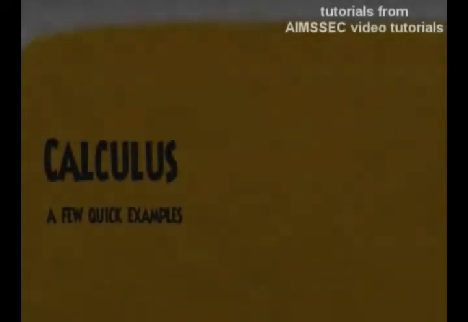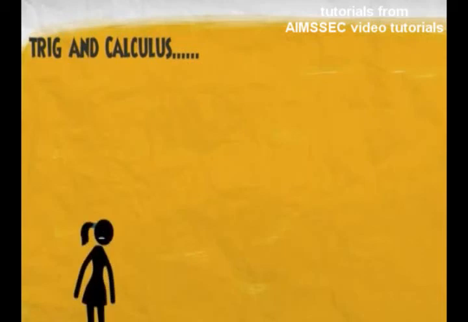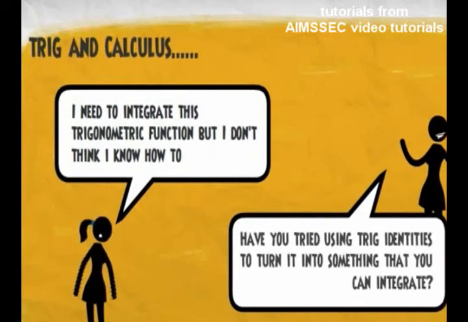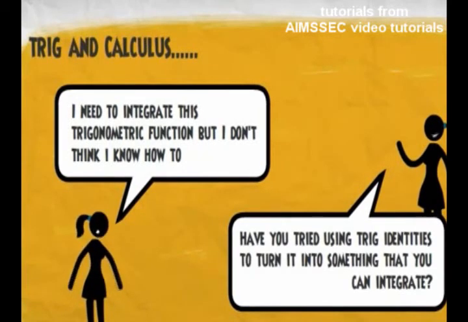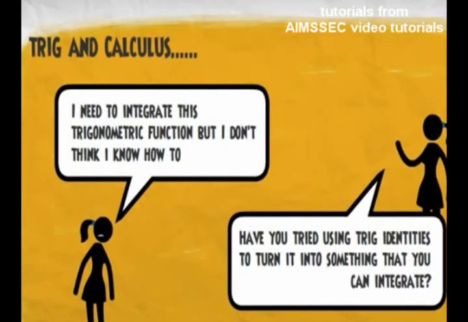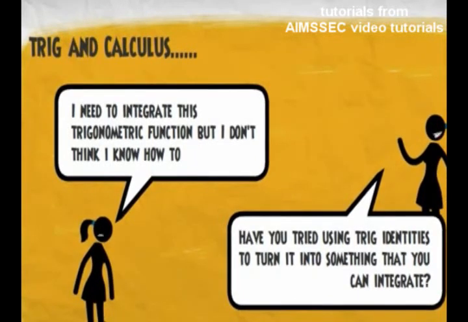So today we're going to look at some examples of calculus. We're going to look at examples of my favourite kind of calculus, which is calculus of trigonometric functions. So what happens if we need to integrate a trigonometric function but we can't see immediately how to do that? Well, we can try and use the trigonometric identities that we know to manipulate that function until we can integrate it.